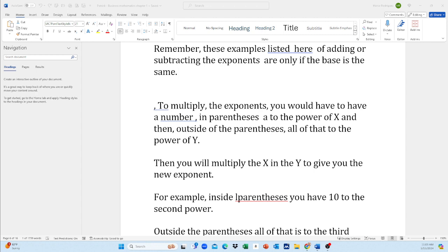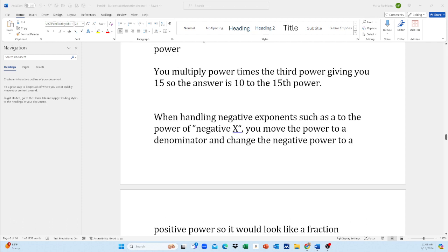For example, inside the parentheses you have 10 to the 2nd power. Outside the parentheses, all of that is to the 3rd power. You multiply power times the 3rd power, giving you 15, so the answer is 10 to the 15th power.